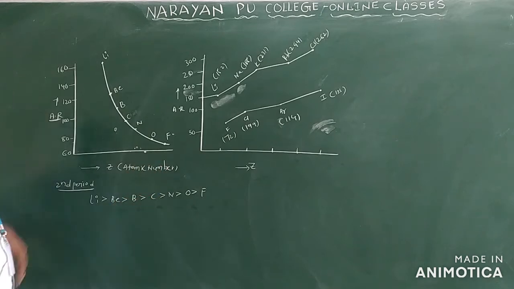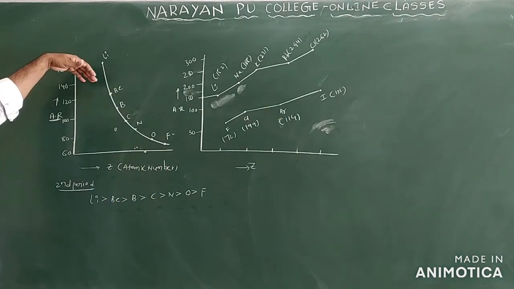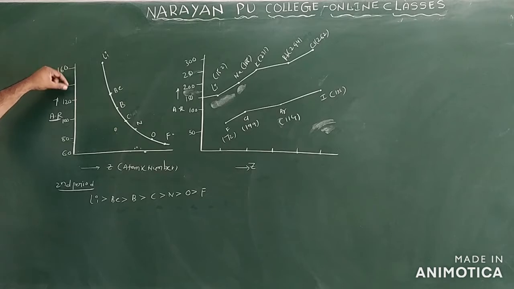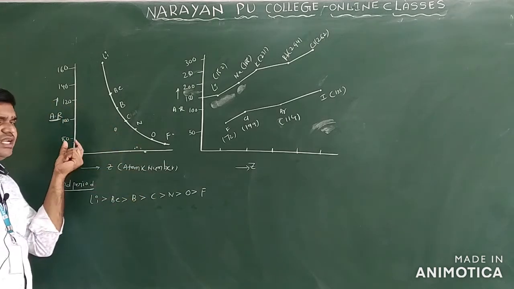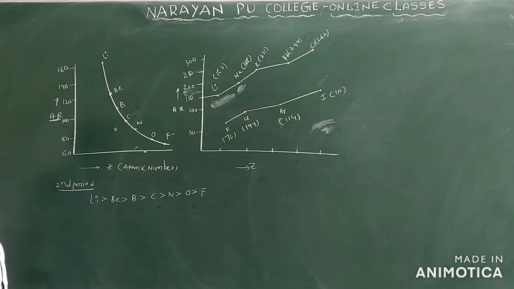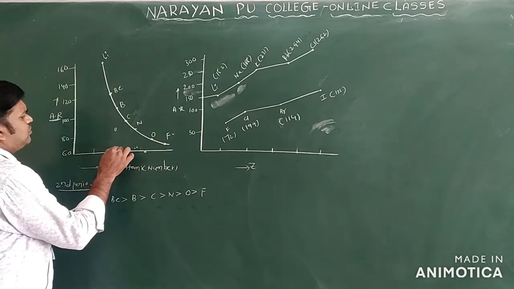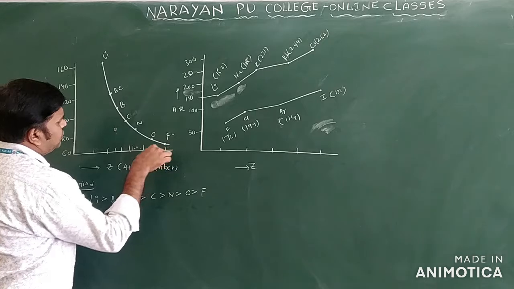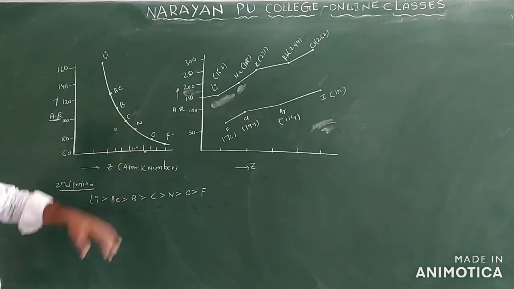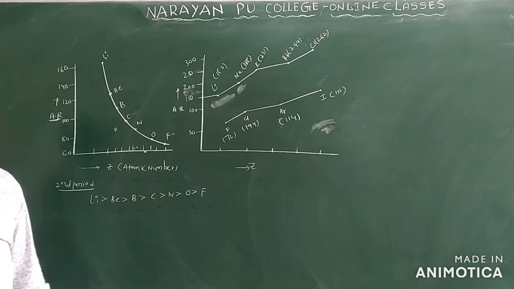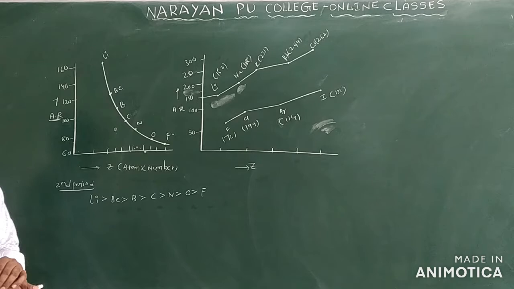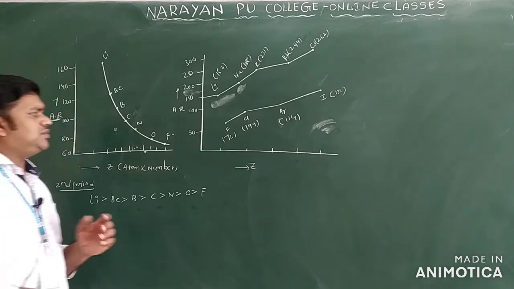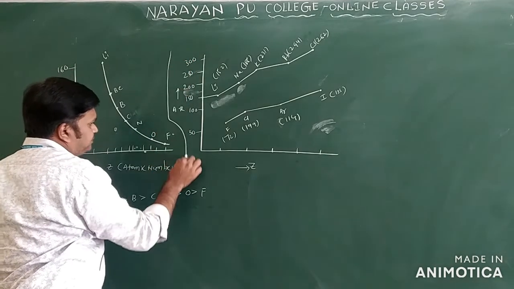From lithium to fluorine, you can see the atomic radius is a maximum of 160, beryllium maybe between 140 and 120, boron 120, carbon 80 to 100, nitrogen, oxygen and fluorine between 80 and 60. These are the different atomic numbers: lithium, beryllium, boron, carbon, nitrogen, oxygen and fluorine. So this is the graph. The graph shows a gradual decrease in the atomic radius from lithium to fluorine. Lithium has the highest size, fluorine the least size. Clear?